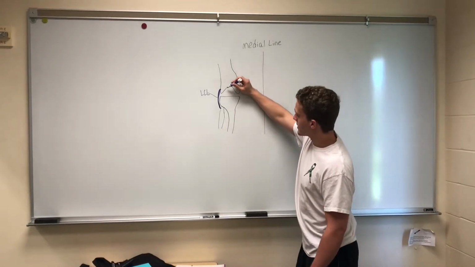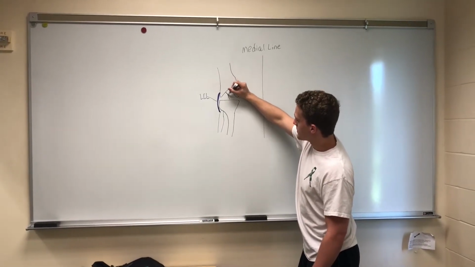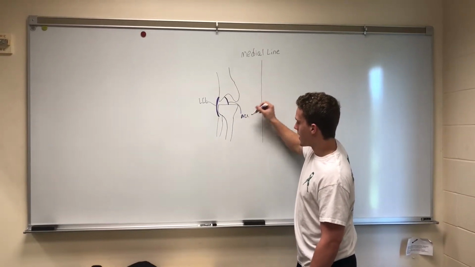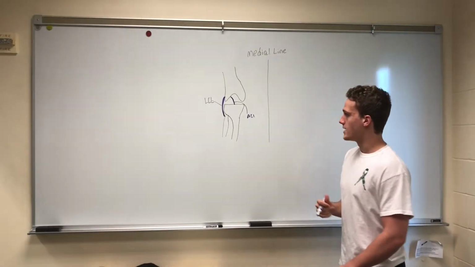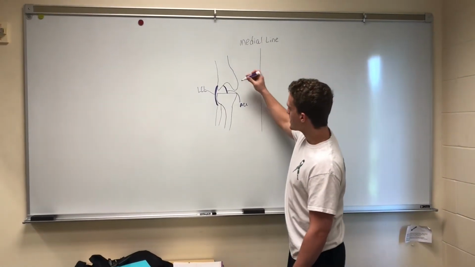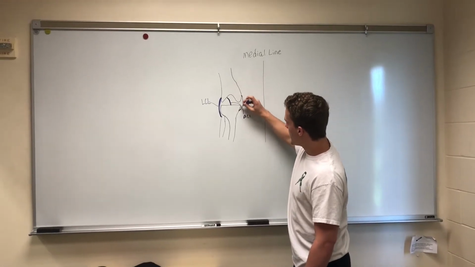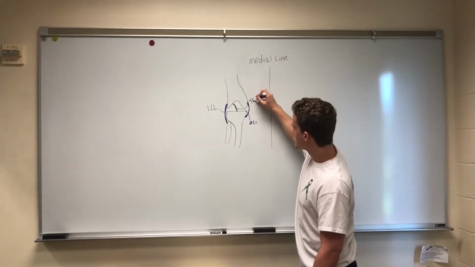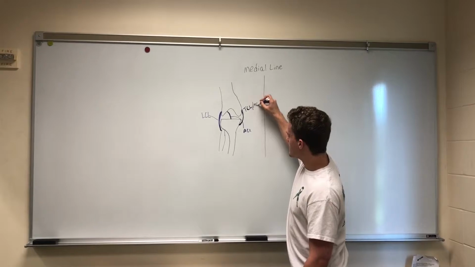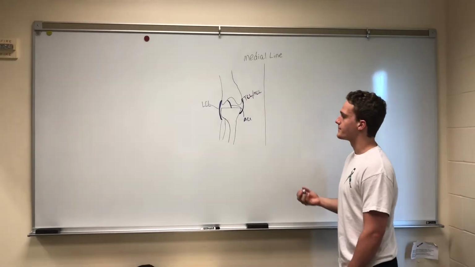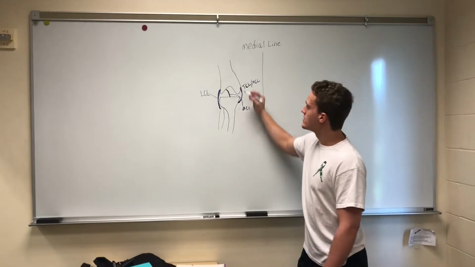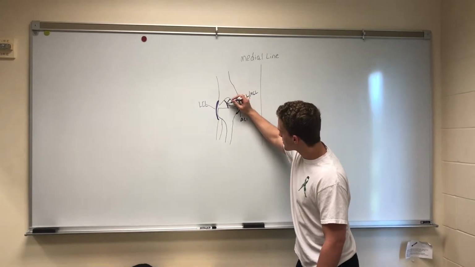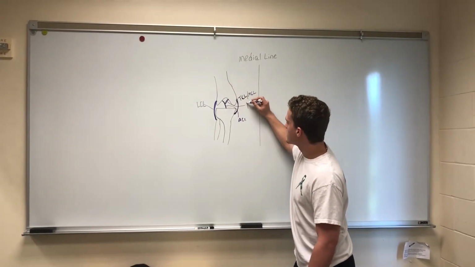Then coming around this way right here is going to be probably the most important, which is the ACL. You see that injury a lot of times in sports, and that's usually the most devastating to an athlete. Next up on the medial side, we're going to have the tibial cruciate ligament, also known as the MCL, the medial cruciate ligament. And then just behind the ACL, right here, is the posterior ligament that just helps support the ACL.